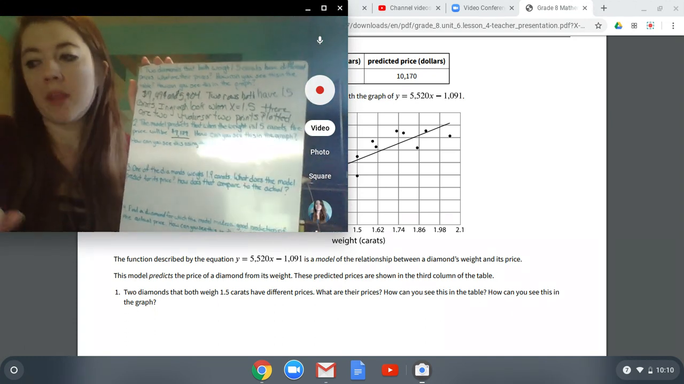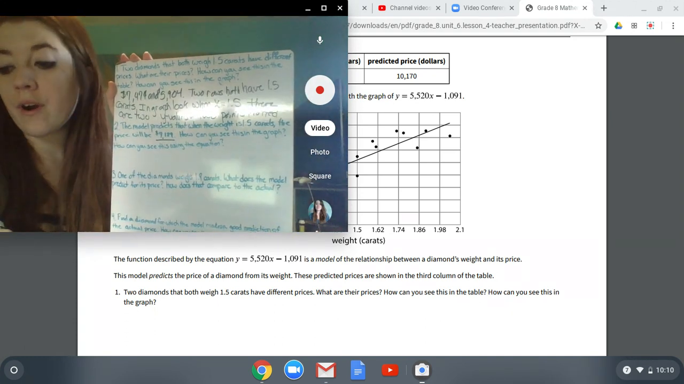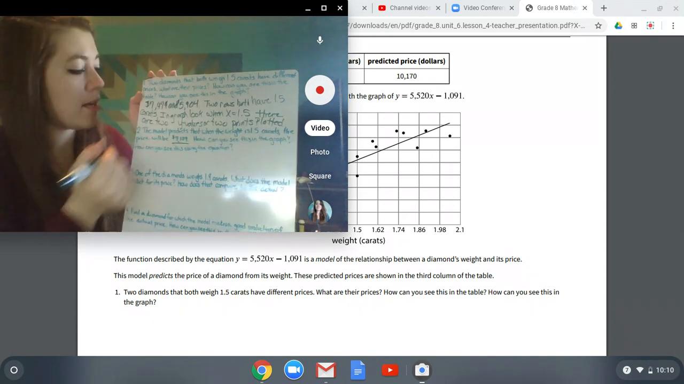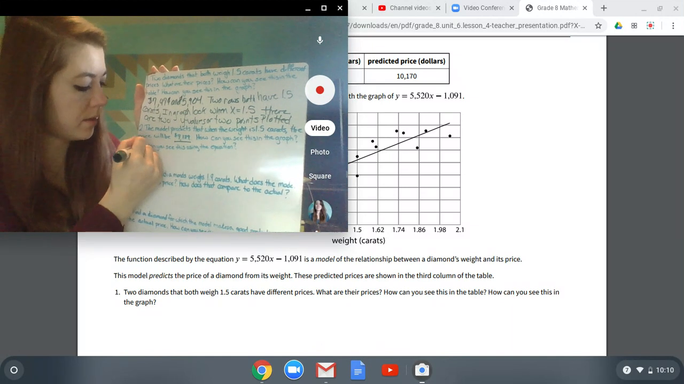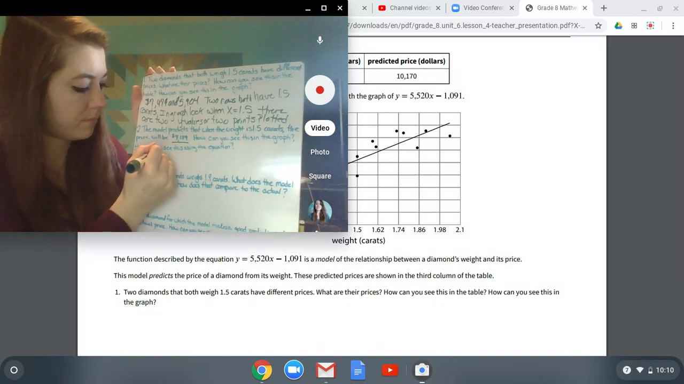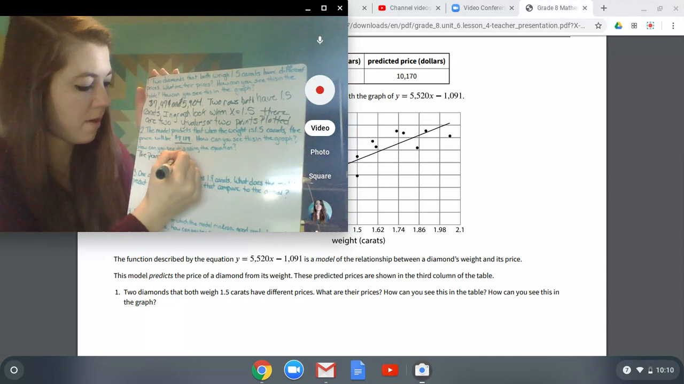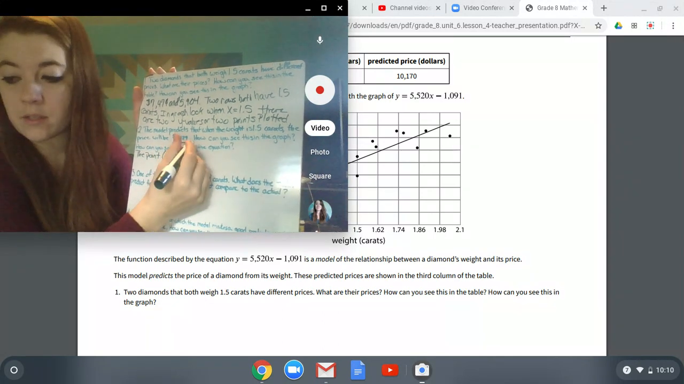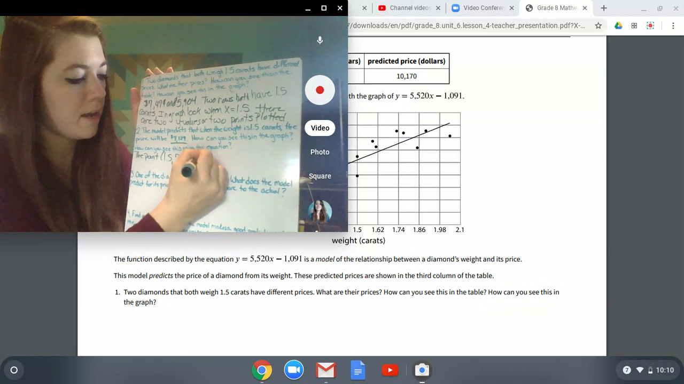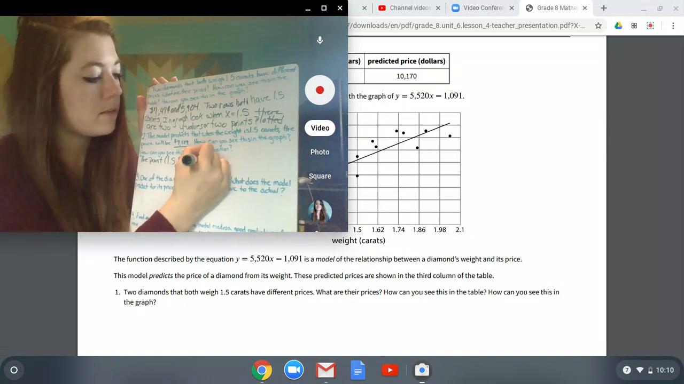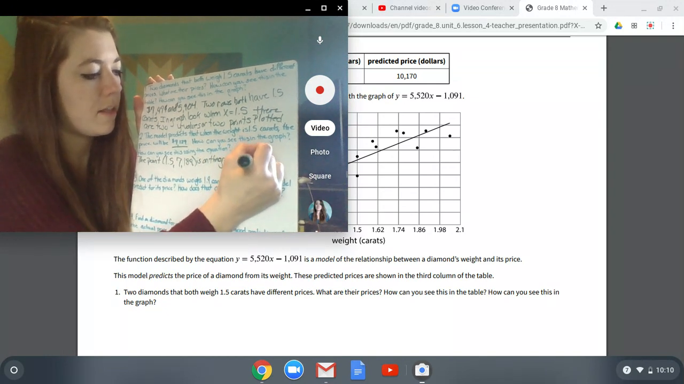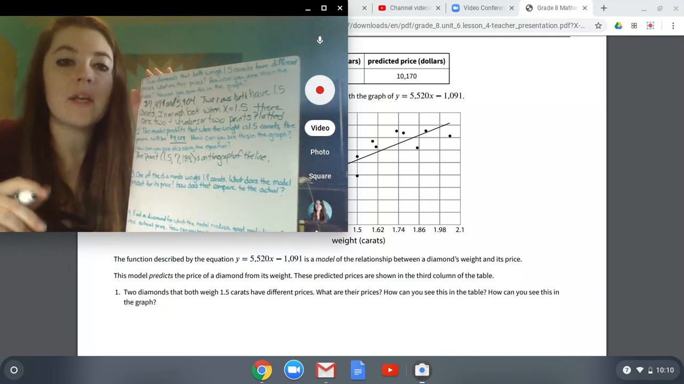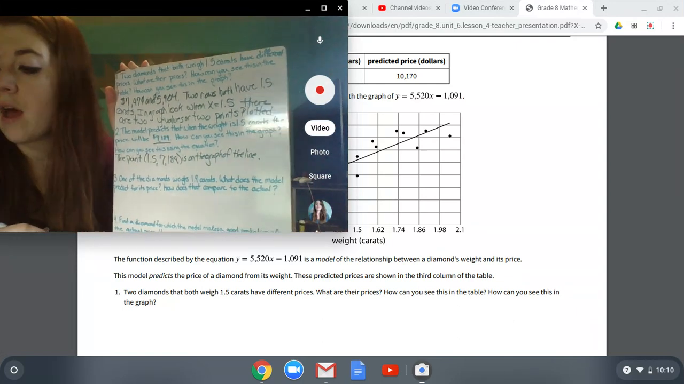I know. Craziness. Okay, so for this, we can tell the point on the graph. So let's see. The point 1.5 and 7,189 is on the graph of the line. So it's on that graph of the line that we have.